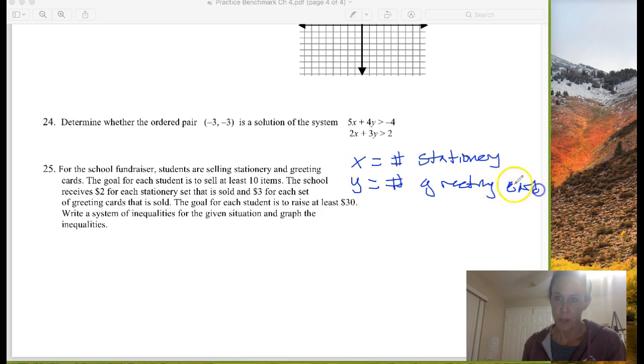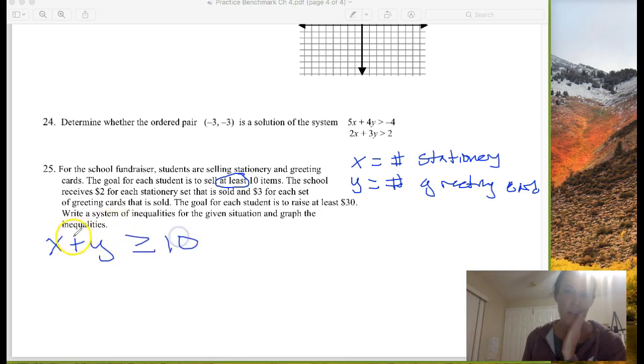Okay, let's set up the system of inequalities. The goal for each student is to sell at least 10 items. At least sounds like less than, but what at least means is, if I have to sell at least 10 items, I have to sell 10 or more items. So I need x plus y to be bigger than or equal to 10, right? If it's at least 10, 10's the smallest number I'm going to sell, okay?